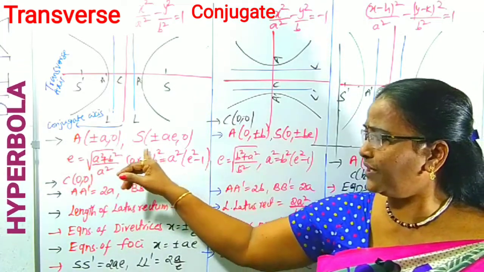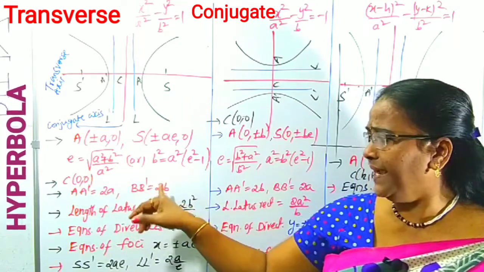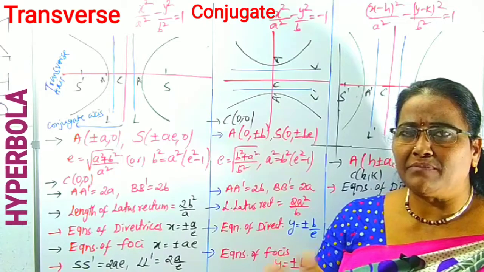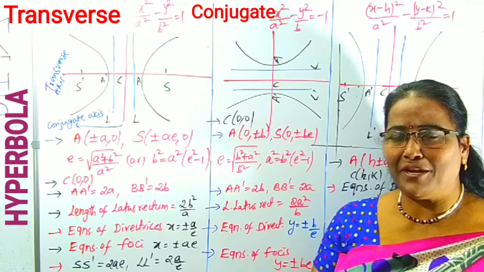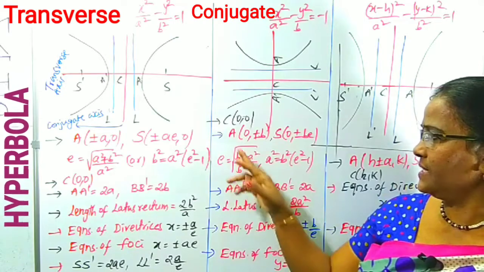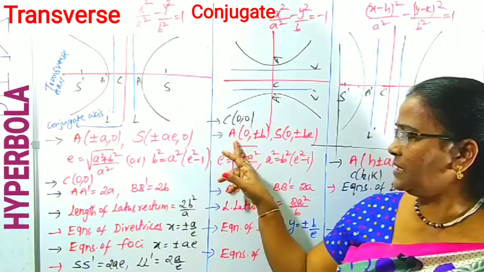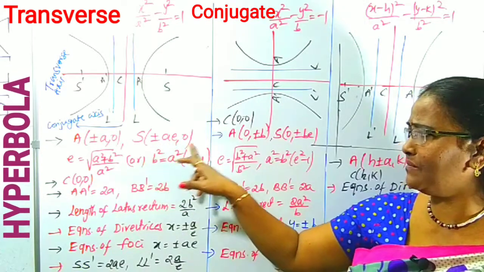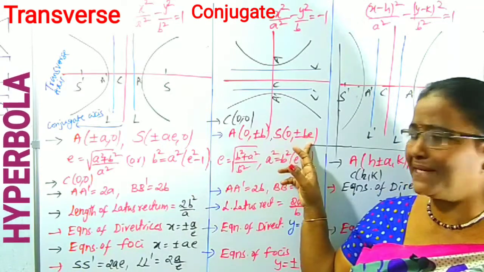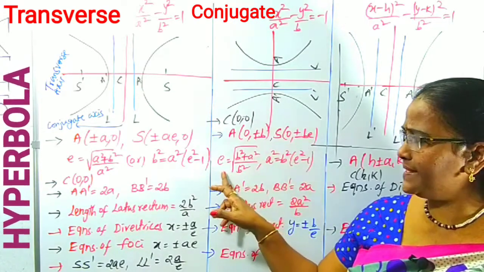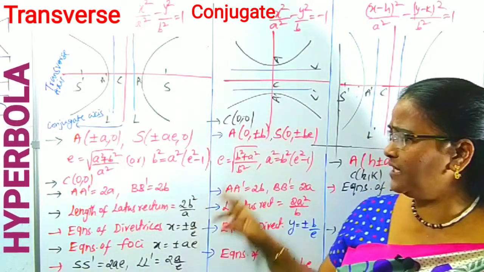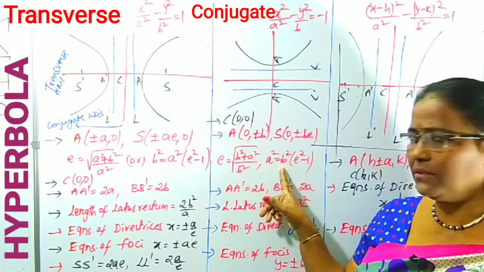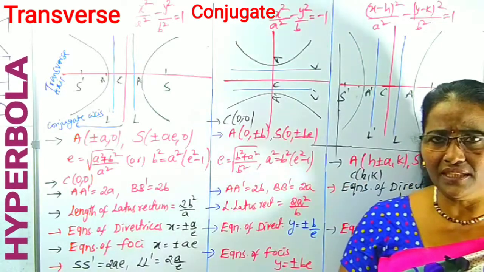But the foci, eccentricity, equations of directrix and length of latus rectum will be interchanged: a and b, b and a, x and y, y and x, like that. Suppose here the foci are plus or minus a comma 0; in place of that we can take 0 comma plus or minus b e. And the eccentricity is under root of a square plus b square by a square here, but here it is under root of b square plus a square by b square, that is e equals under root of 1 plus a square by b square. Clear?